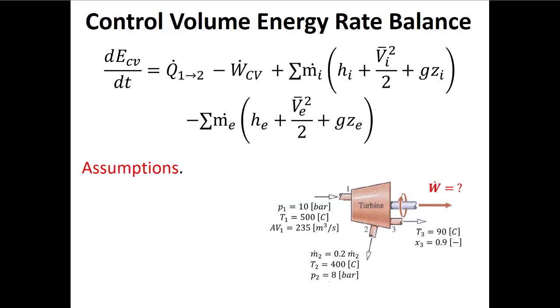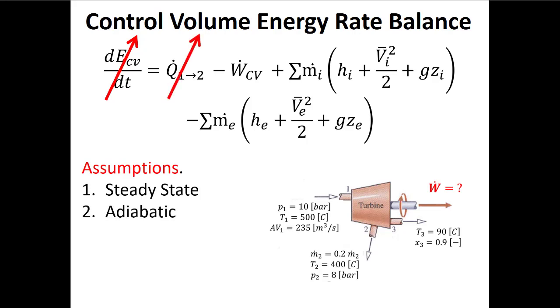So here we're going to start with our conservation of energy or our first law equation. We're going to assume that the system is at steady state. So that means that over time, there's no storing or depleting of energy inside our control volume.